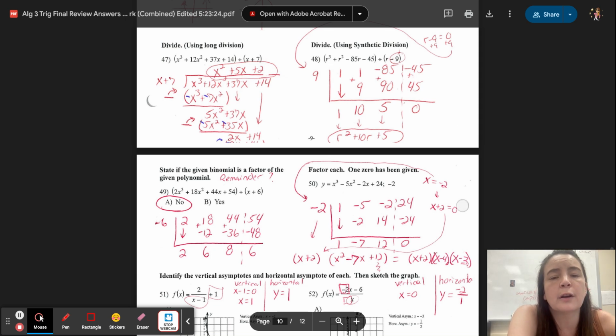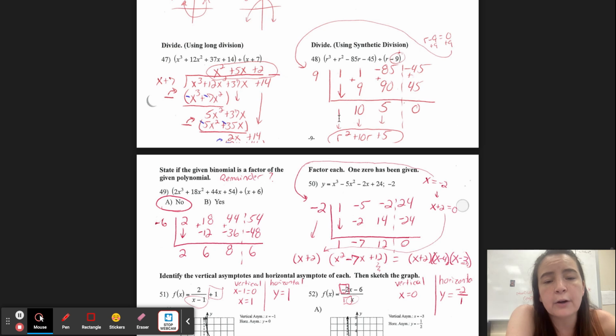So if this was r to the third, we're going to start our answer with r to the second. And these are our coefficients. So you can have 1r to the second plus 10r plus 5. If you had negatives, it would just be minus.